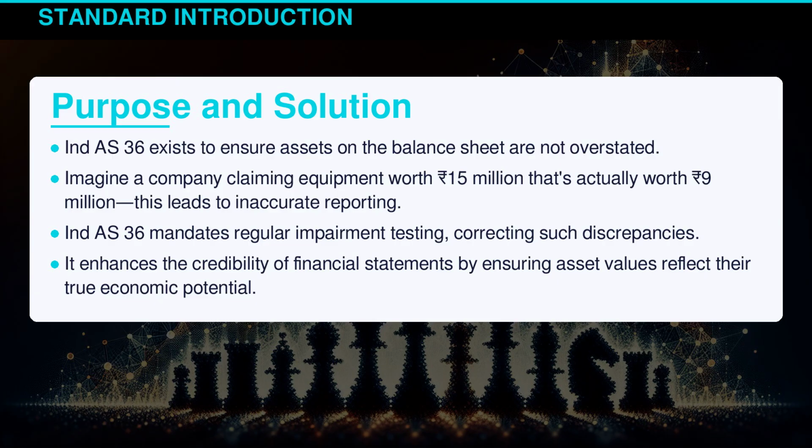Indian Accounting Standard 36 exists to ensure assets on the balance sheet are not overstated. Imagine a company claiming equipment worth 15 million rupees that's actually worth 9 million rupees. This leads to inaccurate reporting. Indian Accounting Standard 36 mandates regular impairment testing, correcting such discrepancies. It enhances the credibility of financial statements by ensuring asset values reflect their true economic potential.